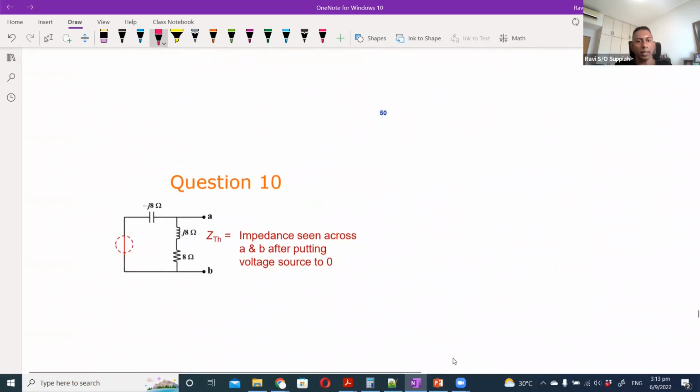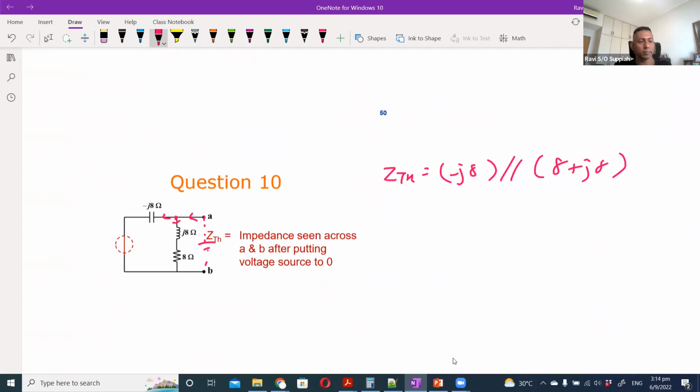And we imagine that I place a supply here. So whatever current that flows out will split into this branch and this branch. So it's basically two branches that are parallel. So ZTH is basically minus J8 parallel with 8 plus J8. Okay, so that's the important part. As long as you can see that, then the rest is just maths.